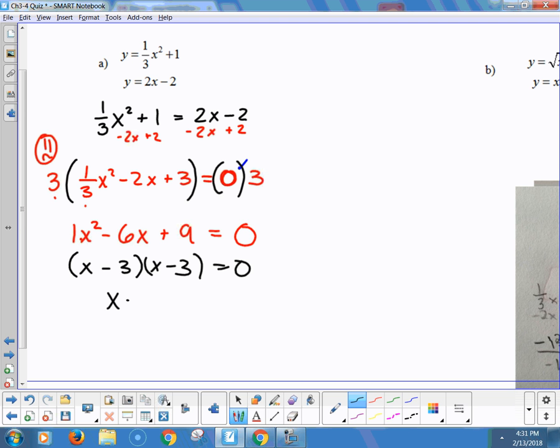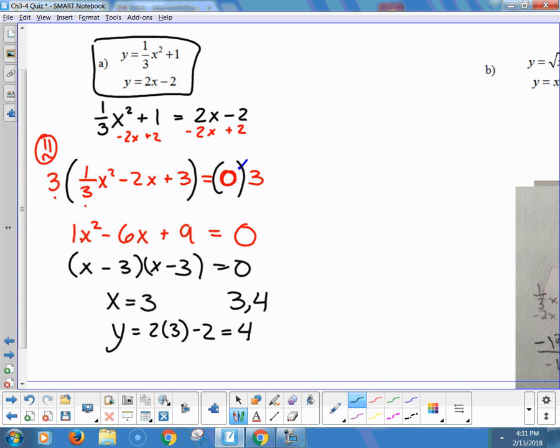So we have an answer, a solution, x equals 3. This is a system of equations involving x's and y's, so you should go back and find the y value. If x is 3, y is 2 times that 3, which is 6, minus 2, so that's 4. So we think the solution must be (3, 4).